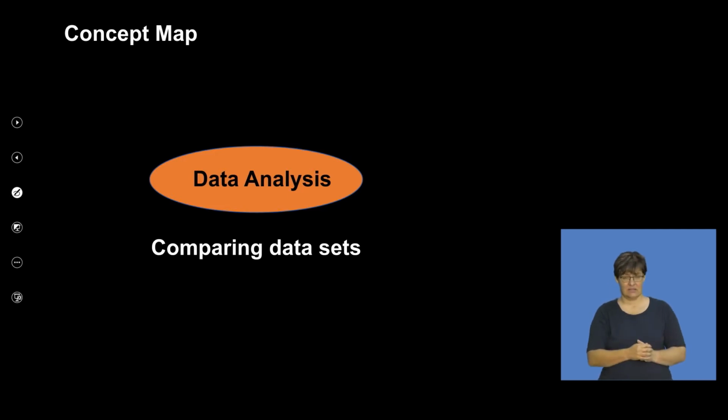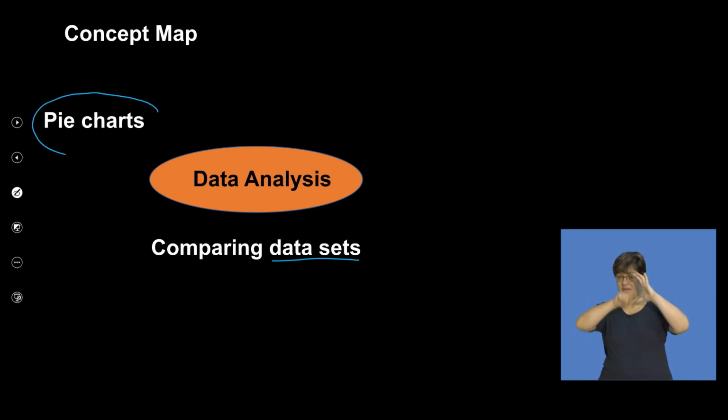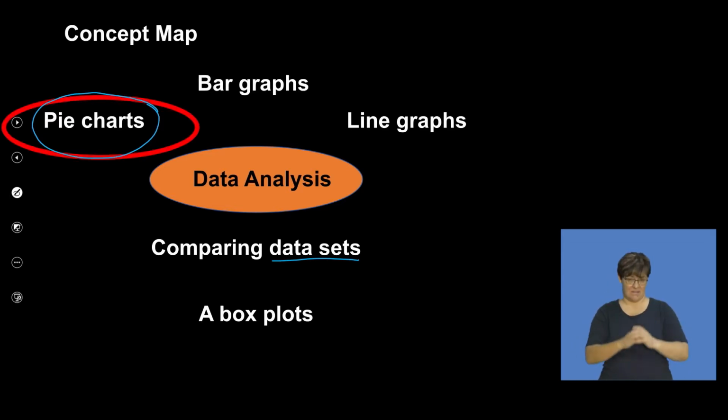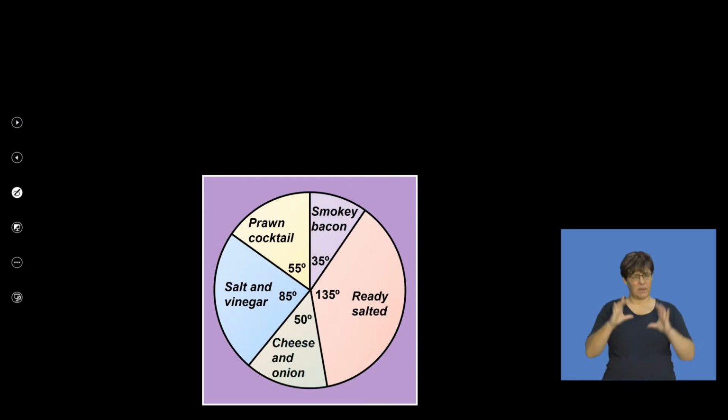So in data analysis, we said we'll look at comparing data sets. We'll look at pie charts, line graphs and box plots. So let's look at a pie chart problem. What does it mean? We have a pie chart here. What is important is to read it and understand.